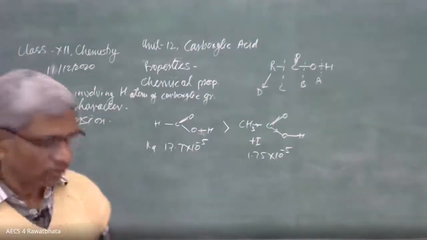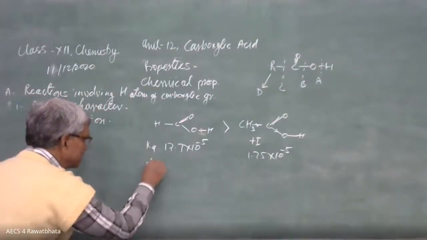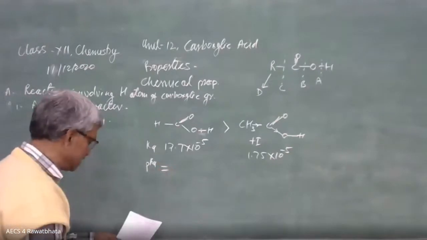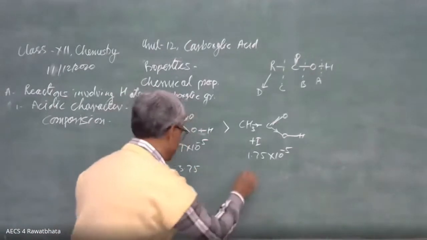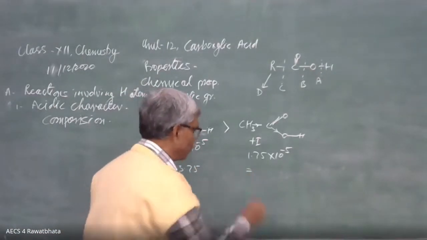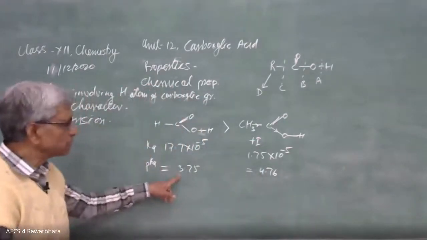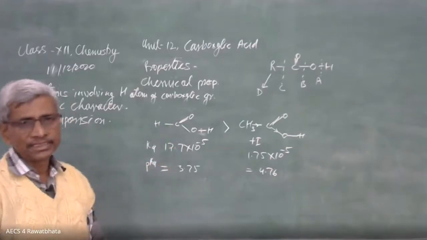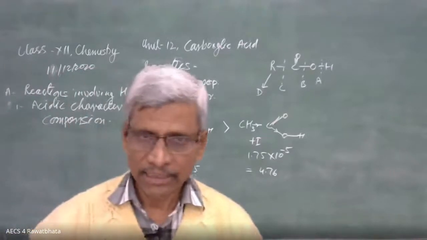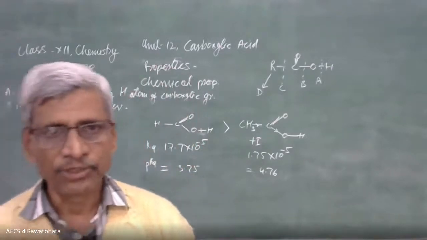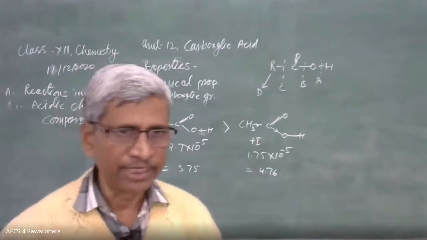We can go for pK also. Here pK is also available. pK for formic acid is 3.75, and for acetic acid, pK is equal to 4.76. So here the pK value is small, that's why formic acid is more acidic than acetic acid. These data you need not remember. If it is available in the question, you can give the reference of that. Because of that, this is more acidic. Okay, this is the one comparison.